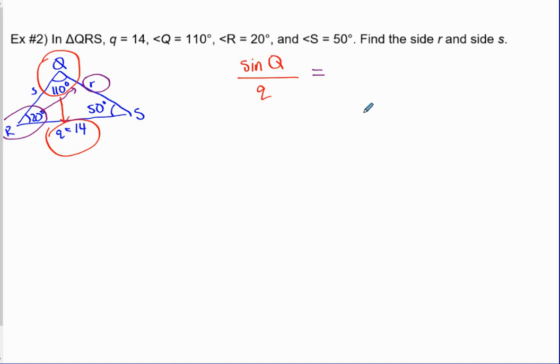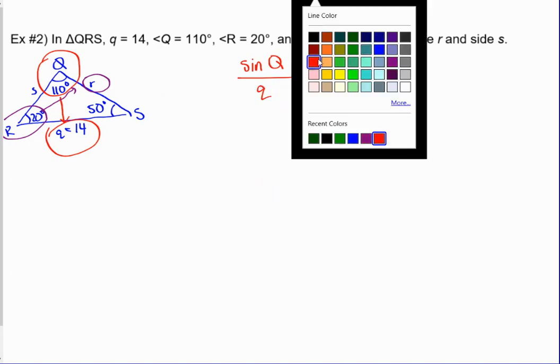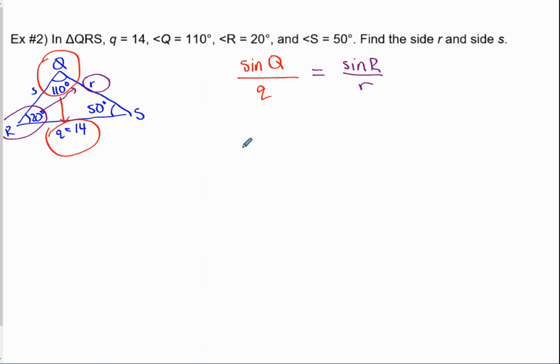So across from each other. So let's make sure they're set up correctly. So sine of my angle R over its opposite side, making sure our angle and opposite side are lining up. And then just substituting in.